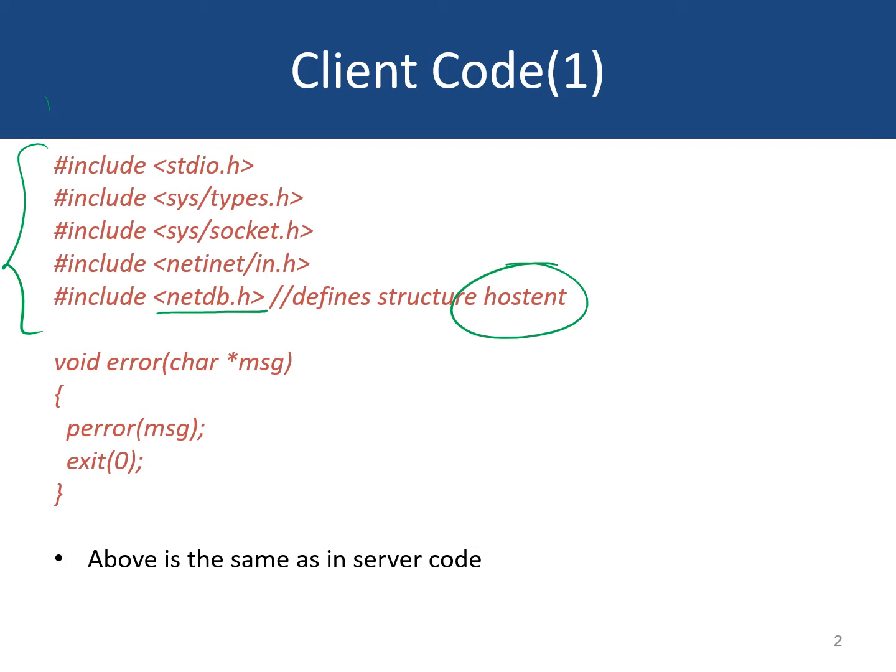Just as we had defined an error function in the server program, we have this error function here in the client program as well. Again, this function would be called if a system call fails. It will simply display the message about the error on the screen and then abort the program. As you can see, a lot of this is similar to what we have already seen in the server program.